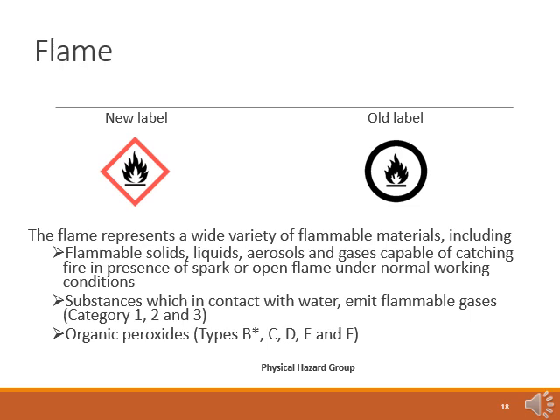This pictogram is known as flame, the new label on the left and the old label on the right. The flame represents a wide variety of flammable materials, including flammable solids, liquids, aerosols, and gases capable of catching fire in the presence of spark or open flame under normal working conditions. Substances which, in contact with water, emit flammable gases, organic peroxides, and this is a physical hazard group.